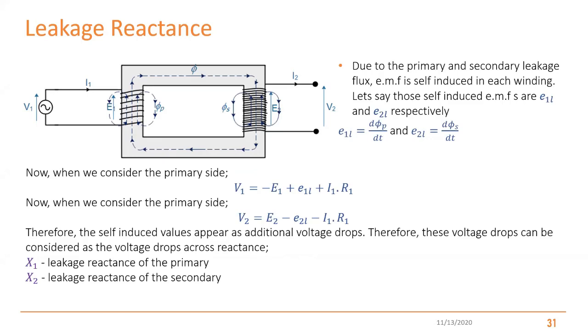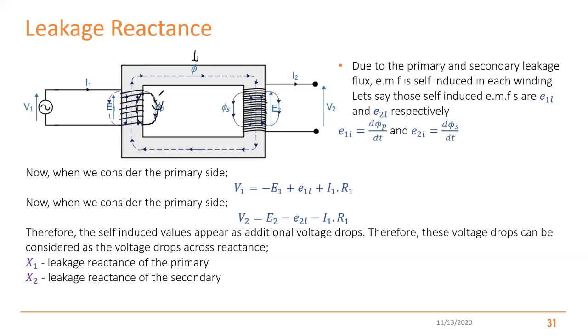Therefore, if we draw the actual case, the primary produces a mutual flux. That means both windings have a common flux, phi. That is the effective flux for transformer operation. But some part of the flux produced by the primary goes around like this and doesn't connect with the secondary.